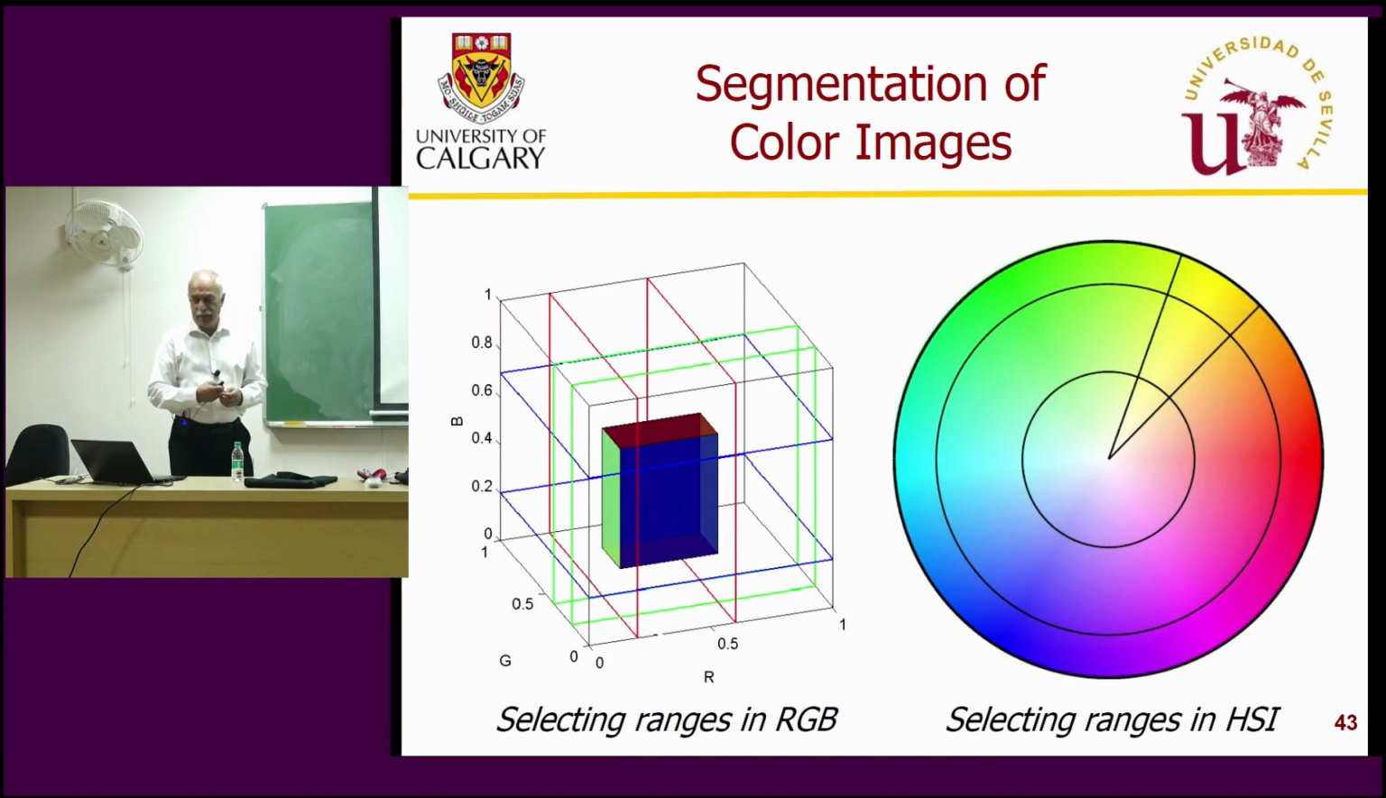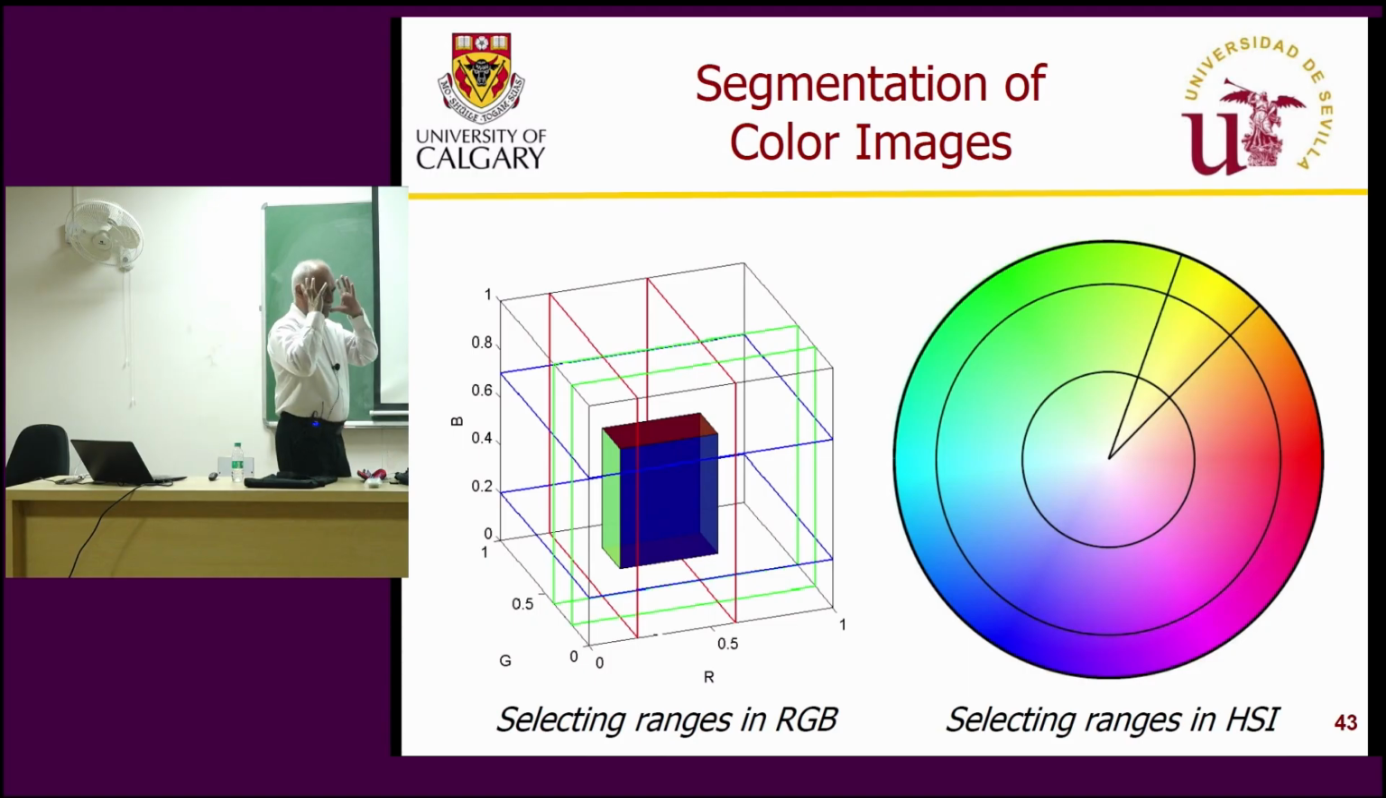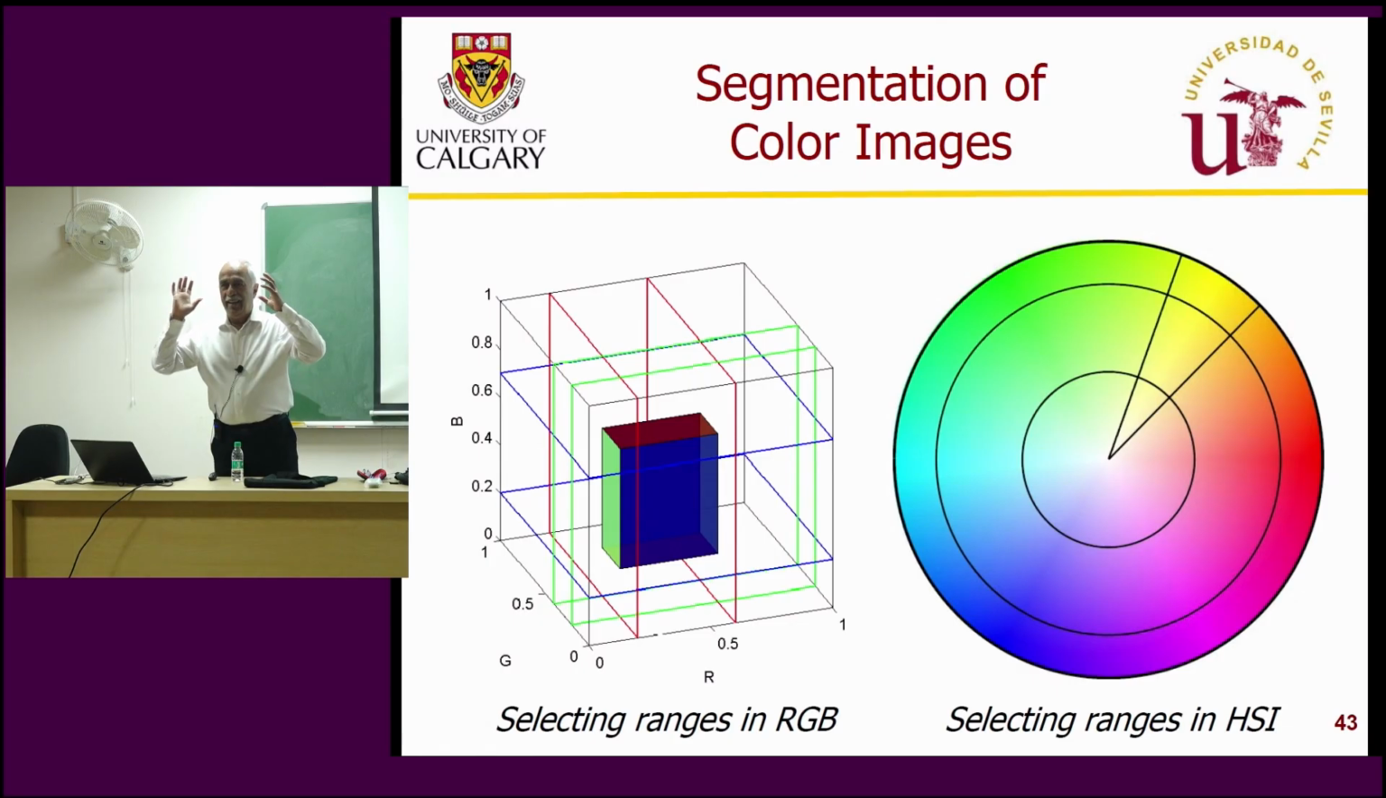Segmentation of color images. As I mentioned earlier, we have the 3D histogram in RGB, and you can define a block. So much of R, so much of G, so much of B, but it's very difficult. I cannot conceptualize or visualize how much of green and red and blue I should put to get this color or that color. Perhaps some of you can do that.